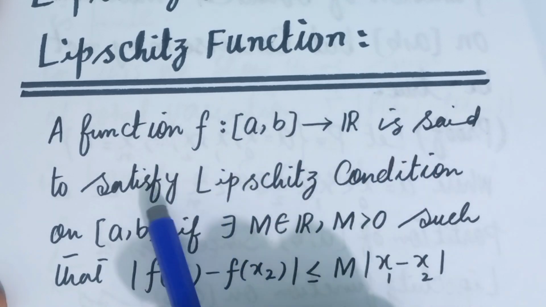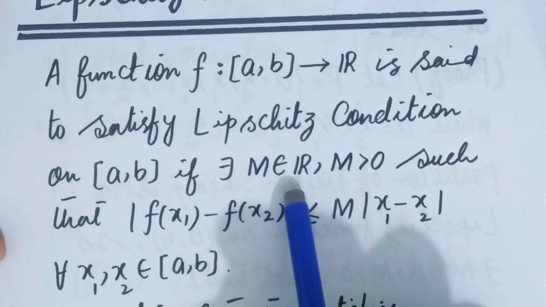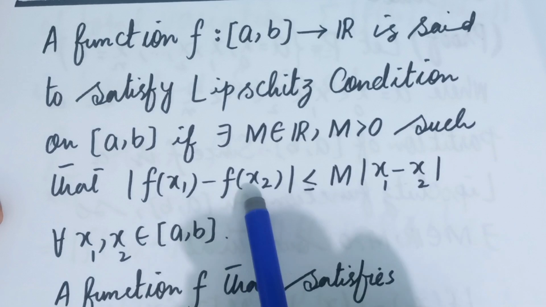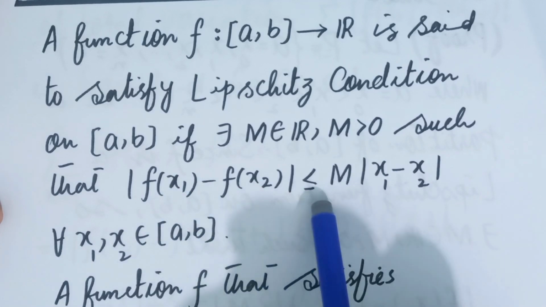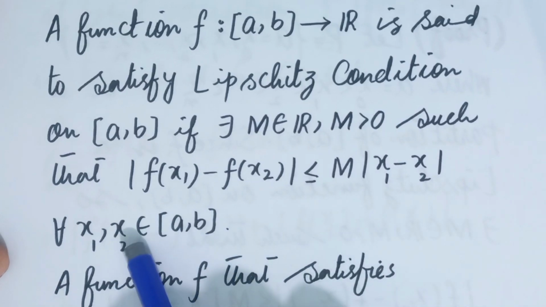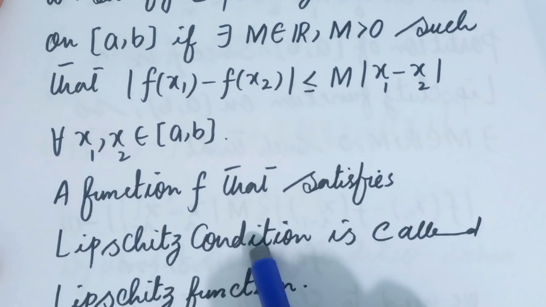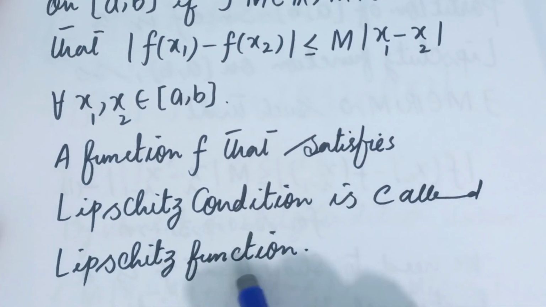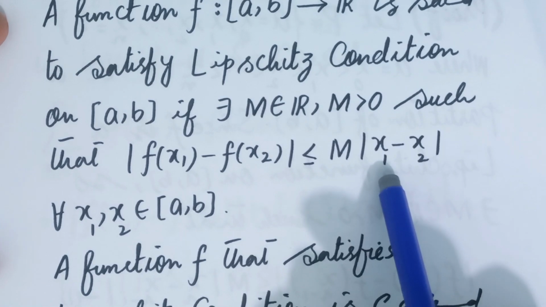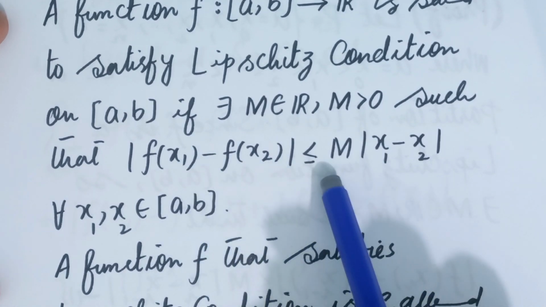This function is said to satisfy Lipschitz condition over the closed interval [a, b] if there exists a positive real number M such that the absolute difference |f(x1) − f(x2)| is less than or equal to M times the absolute difference of the values x1 and x2, |x1 − x2|. A function f that satisfies this condition, that is the Lipschitz condition, is called a Lipschitz function. So this inequality shows the Lipschitz condition, and the function f that satisfies this condition is called a Lipschitz function.